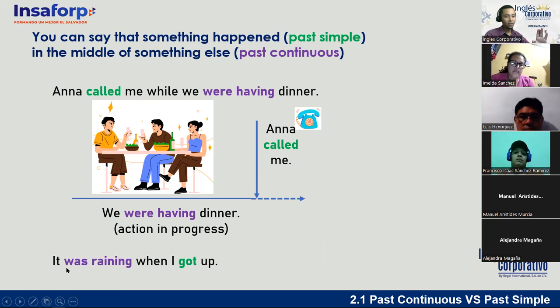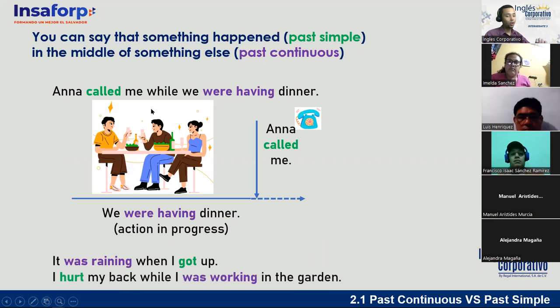You can also say, it was raining when I got up. Estaba lloviendo cuando me levanté. Or I hurt my back while I was working in the garden. Okay, that's another way. I hurt my back while I was working in the garden. Me lastimé la espalda mientras trabajaba en el jardín o cuando estaba trabajando en el jardín. So as you can see, there is an action in progress, and the action in progress begins first, okay? It begins first. It was raining when I got up.